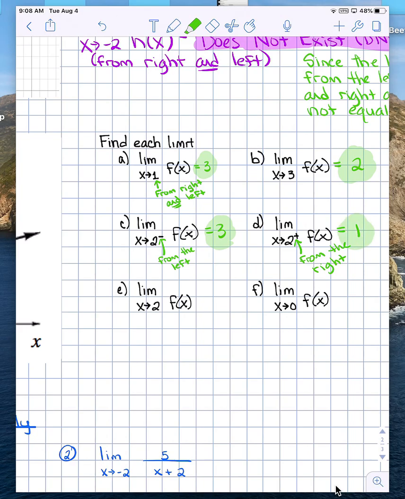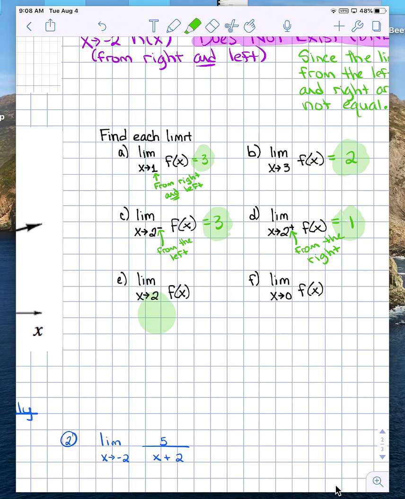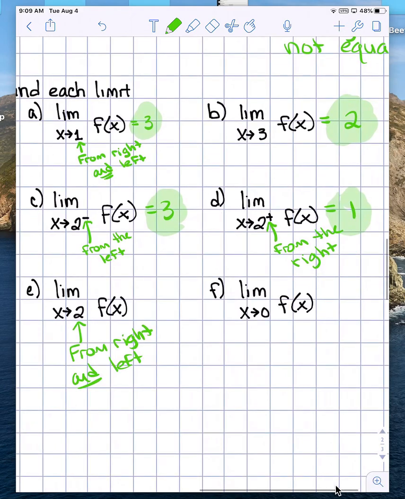Okay, so now if we come back to part E. Part E says, find the limit as x approaches 2. There's no plus, there's no minus, so this one's asking from the right and left together. And I can see that from the right we approach a value of 1, from the left we approach a value of 3. This function's not coming together at one spot. Those two limits are different from each other. So we'd say that this limit does not exist. We are not approaching the same value from the right and from the left.